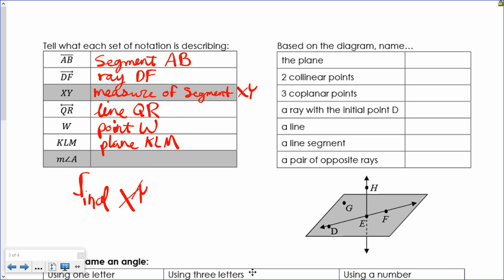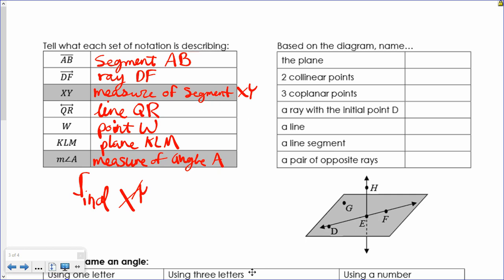ALM. Then what about the last one? What do you think that is? Measure of. That's how they write measure of angle. So if they want you to find the measure of a segment, they just take the little segment piece off. If they want you to find the measure of an angle, they stick a little M there. We're going to talk about how to name angles 3 different ways in a second.